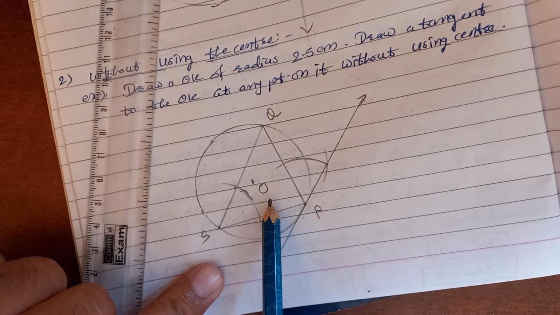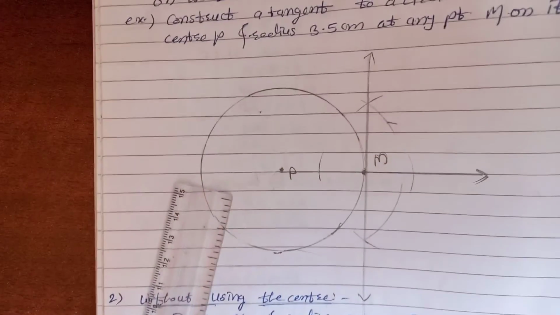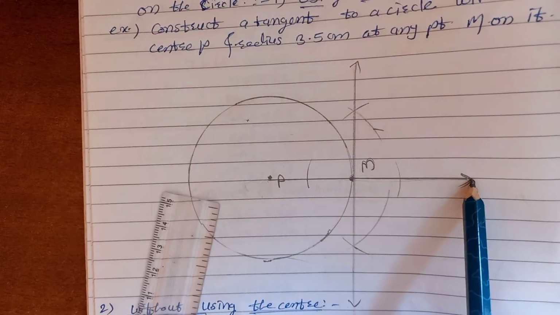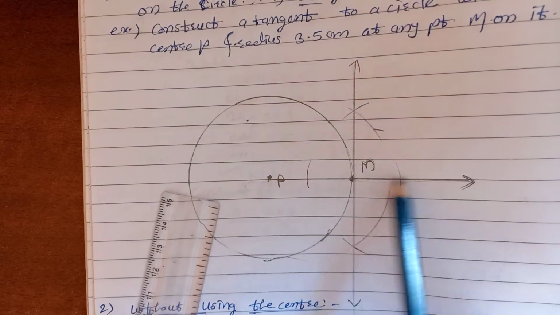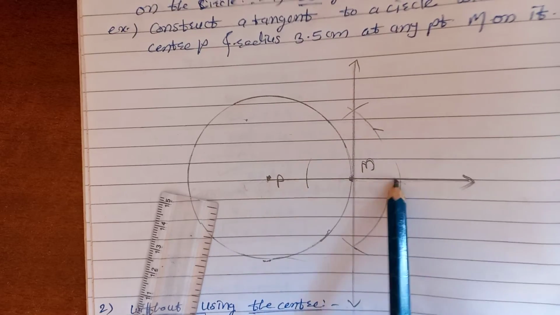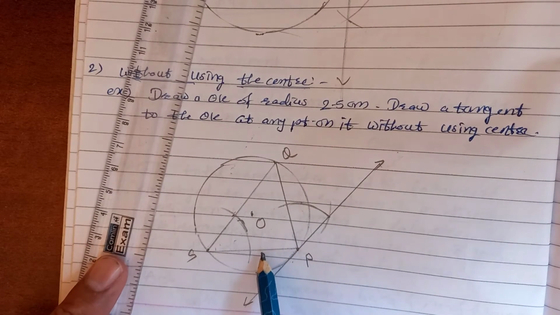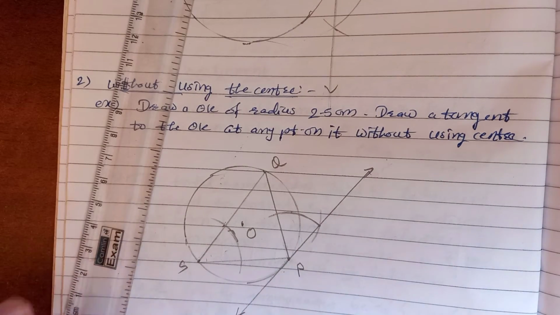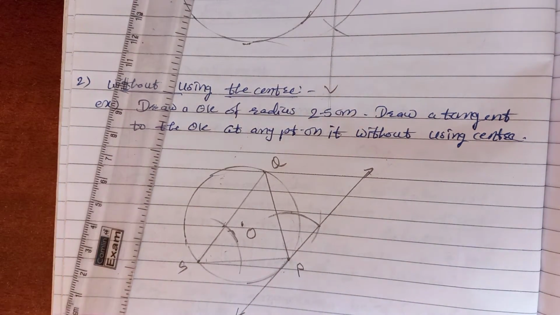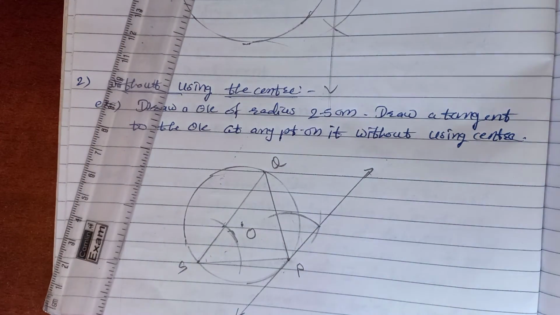Here we have not used the center. Here we have used the center, meaning from the center we drew this ray. Then from this one we took two arcs. Then one perpendicular bisector. This is using the center, and this one is without using the center. Okay, not new, last year also you have studied this type of construction.